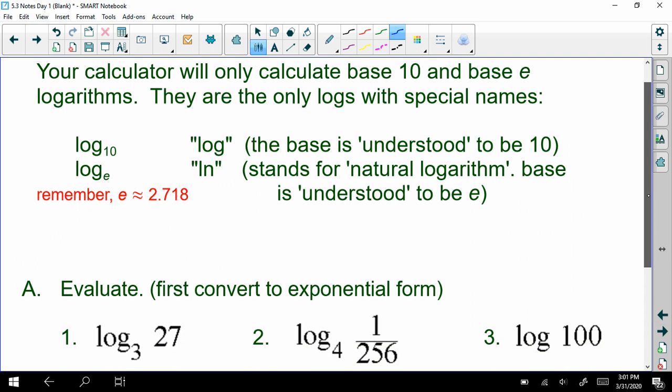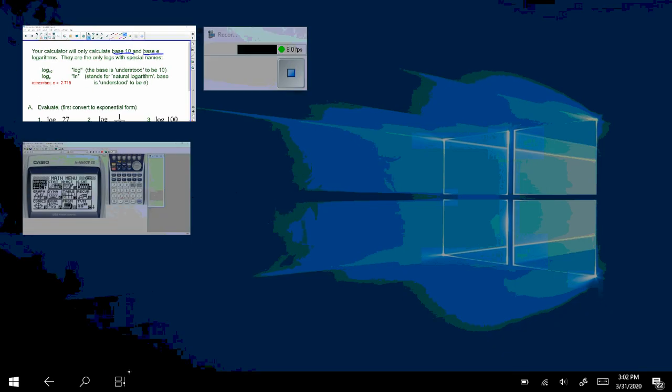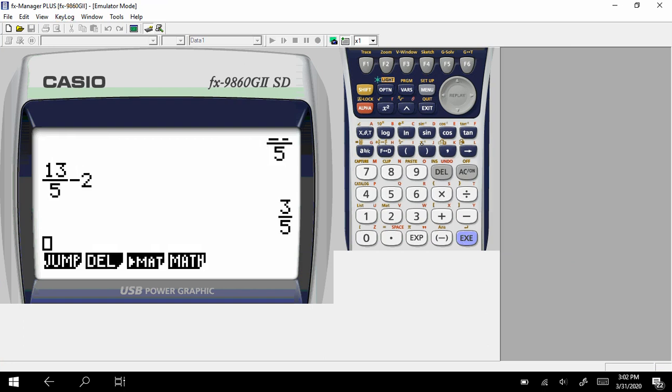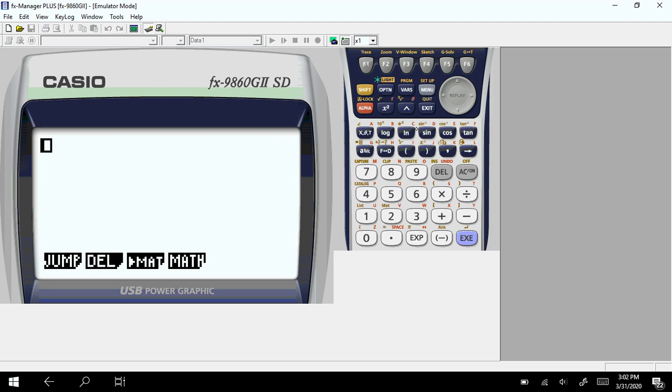You can also use your calculator. Your calculator has buttons for base 10 and base e built right into it. So right up here, you do have a log button, which is for base 10, and then natural log, which is base e. So when we do anything with logs, we can type them in that way.